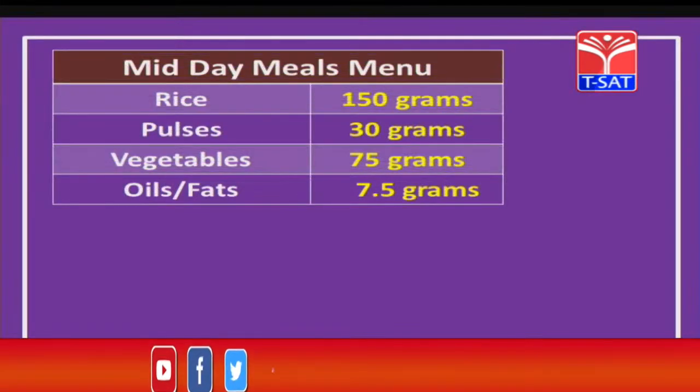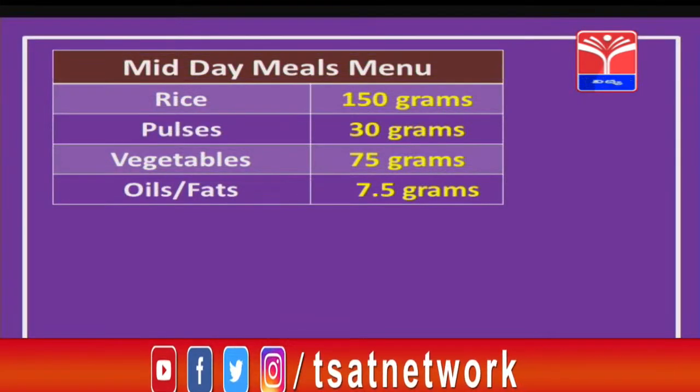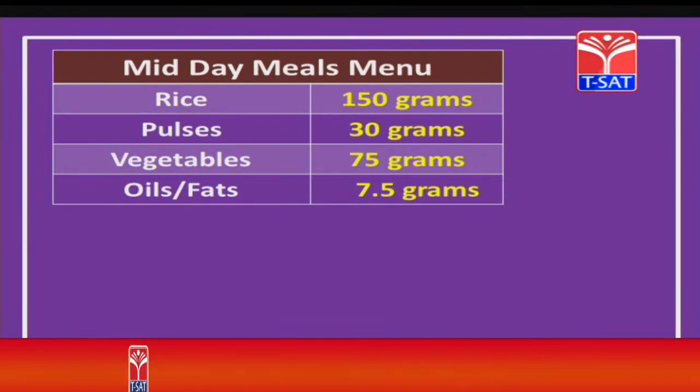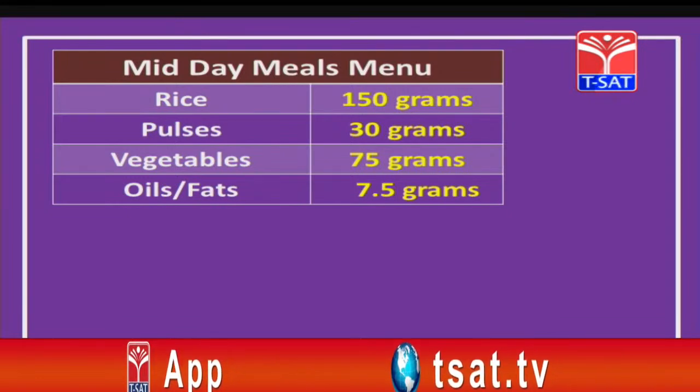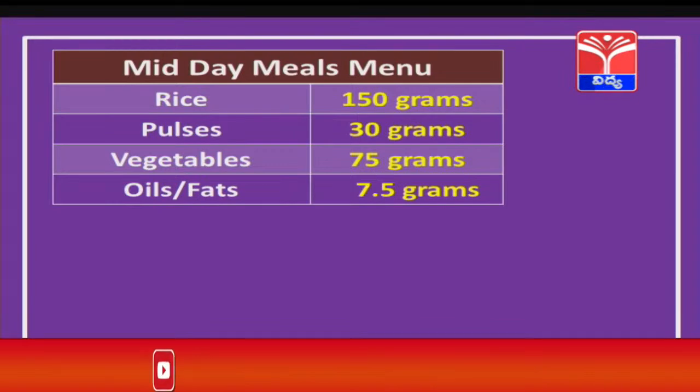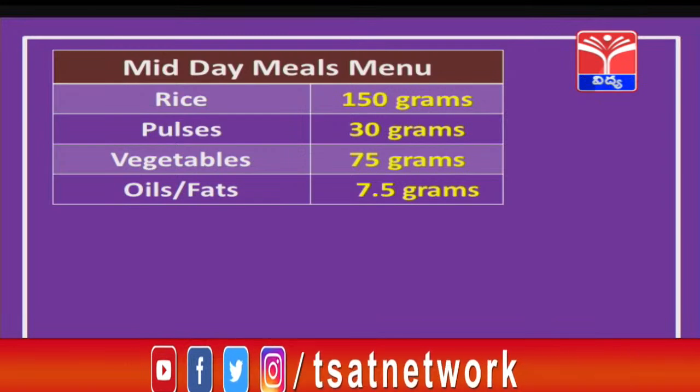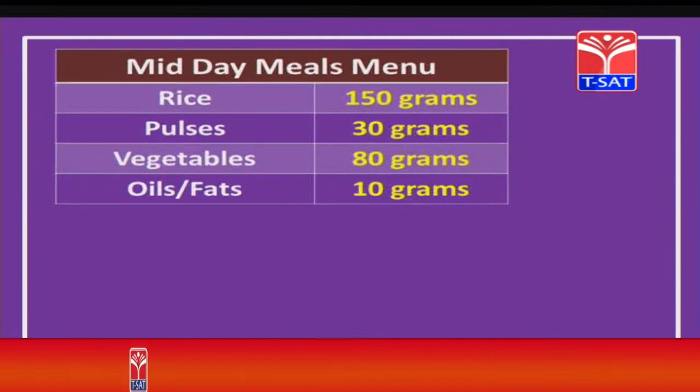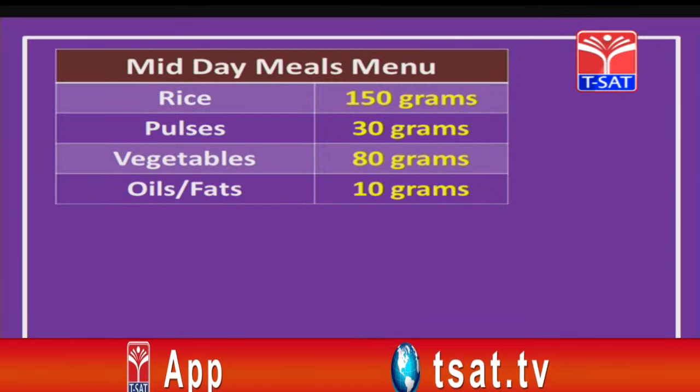The midday meals menu will be as shown on your screen: rice 150 grams, pulses 30 grams, vegetables 75 grams, oils or fat 7.5 grams. This is the menu which every school is going to provide for the children, per child. For our calculation purpose, a little modification is done. Let us see what modifications I have done. Instead of 75 grams, I have taken vegetables as 80 grams, and oils and fats as 10 grams instead of 7.5 grams.